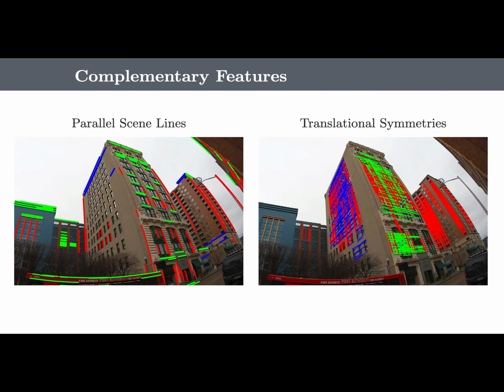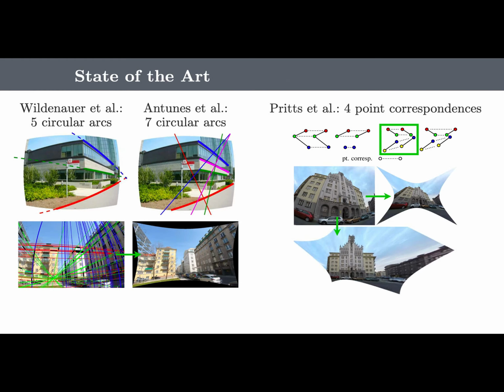Translational symmetries and parallel scene lines are common in urban scenes, and each can be used to rectify planes and auto-calibrate cameras. Parts of the scene may be covered by only repetitive texture or only edges. Using both can provide better feature coverage across an image. Accurate measurements of imaged parallel scene lines are provided by circular arcs that are fitted to linked edges. Local feature detections give the measurements of image translational symmetries.